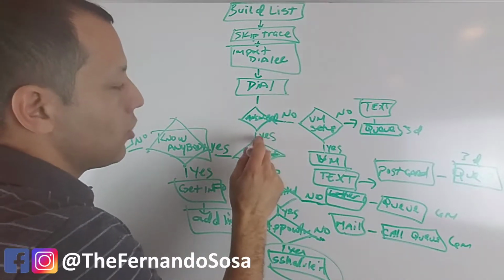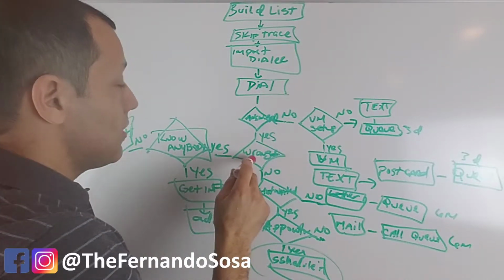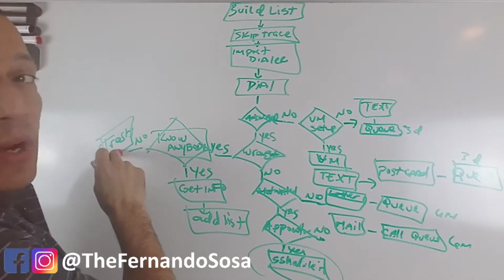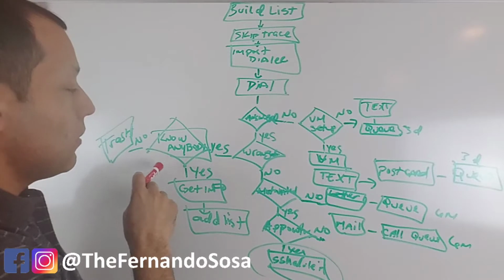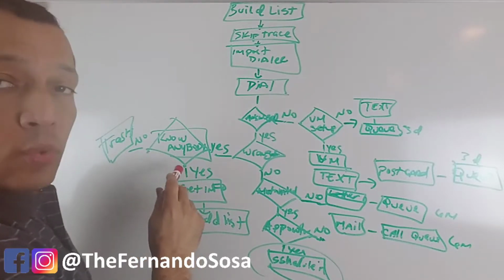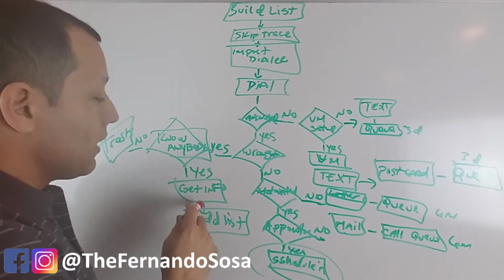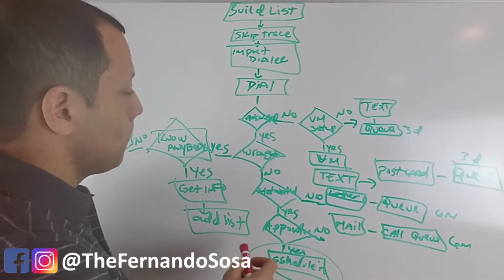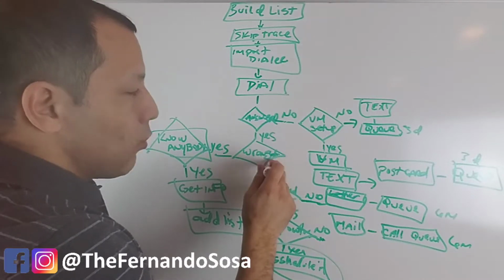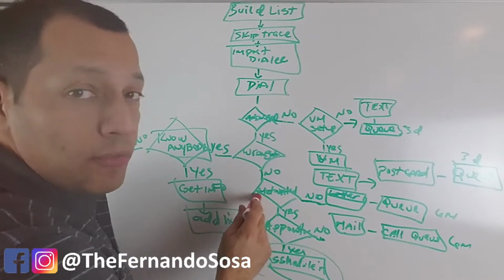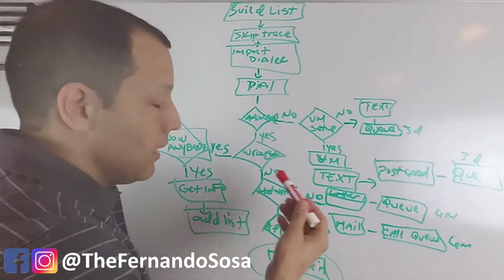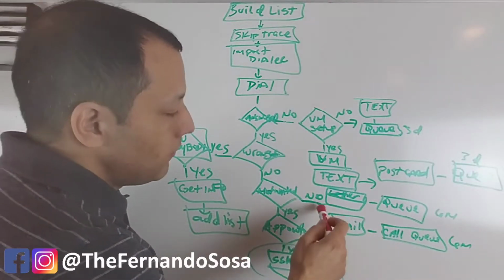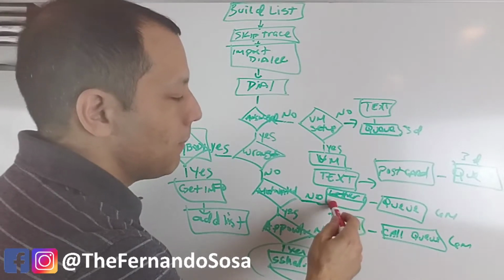If they do answer the call, is it the wrong number? Yes, the wrong number. Try to find out if they know anybody. If they don't know anybody, then trash the number and make sure it doesn't come back to the list. If they do know somebody, then you get the information and add it to the list, and then it goes back into the loop, into the queue. If it's not a wrong number, then are they motivated? You start the conversation with the potential seller. If they're not motivated, you put them in a letter campaign.